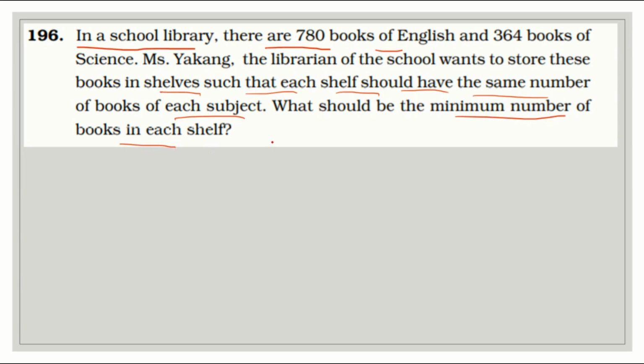See children, if you want to find out the minimum number of books that you want to keep, here you need to find the HCF of 780 books and 364 books, which gives you 52. That means she can store 52 books of English and 52 books of science, and so on she can store in the shelves.